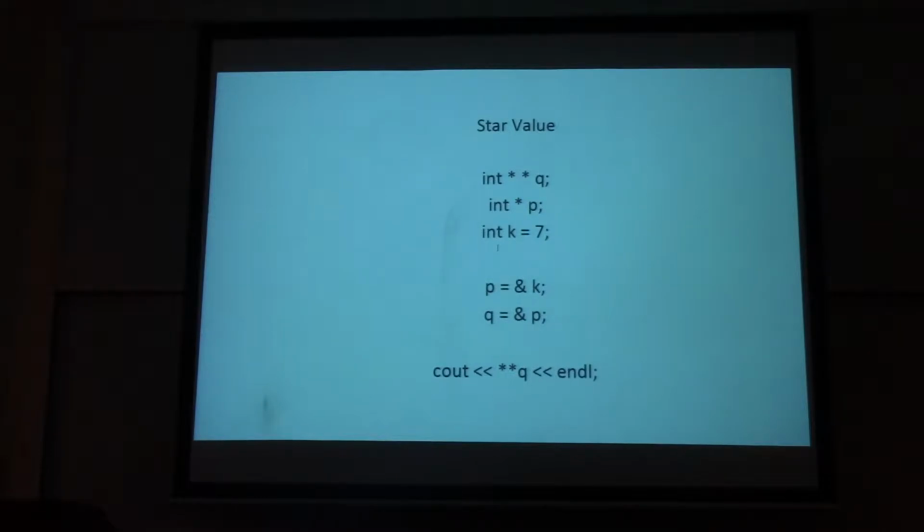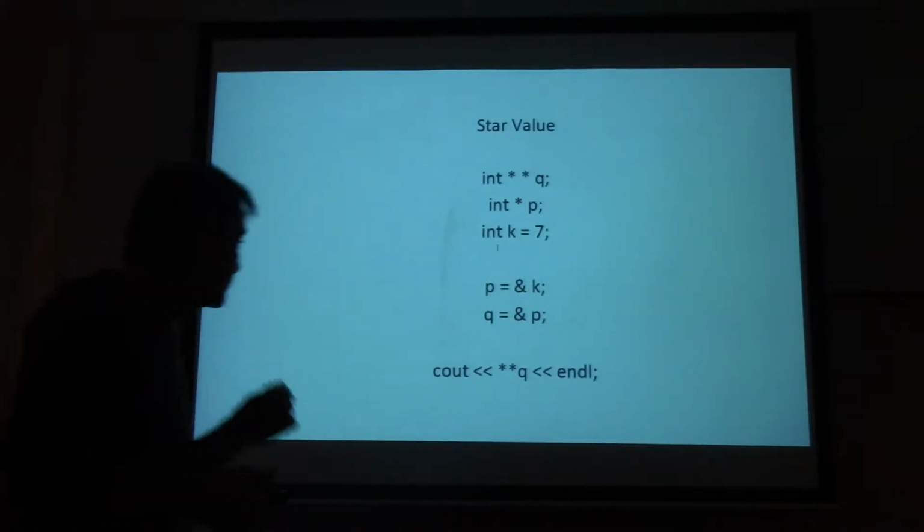Typically, we want to say q is an int pointer pointer, which means it's a pointer to a pointer. When you dereference q, you will get an int pointer. You see, q is a pointer to int, so when you dereference it, you will get a pointer to int. When you dereference it again, you will then get the int.